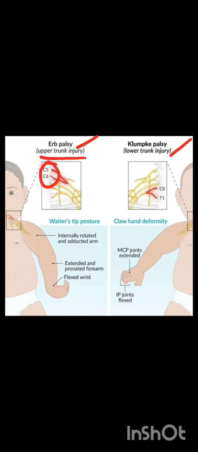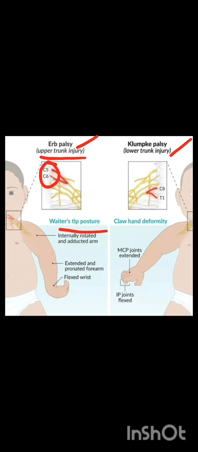The clinical feature is the waiter's tip hand posture, or we can say the policeman's tip hand posture. So the hand becomes like that. The muscles involved in Erb's palsy are the deltoid, supraspinatus, infraspinatus, brachialis, brachioradialis, all these muscles.